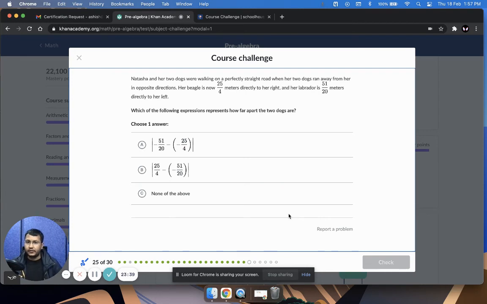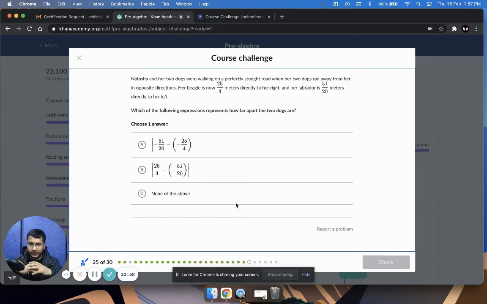Option A says minus 51 by 20. So they're using the sign notation. Let's say the right side is plus and the left side is minus. If you want to figure out the distance between the two, you take the absolute value of the coordinates of these 2 points. So beagle will be at 25 by 4. That's 1 point. And Labrador will be at minus 51 by 20.